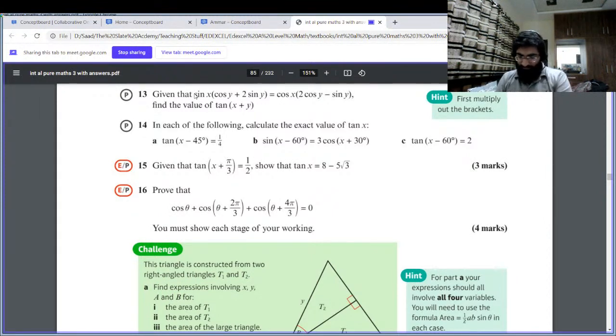Time for my next class, but until that kid shows up, we can. Okay. Given that sine x cos is equal to, find the value. Okay. And here he is.